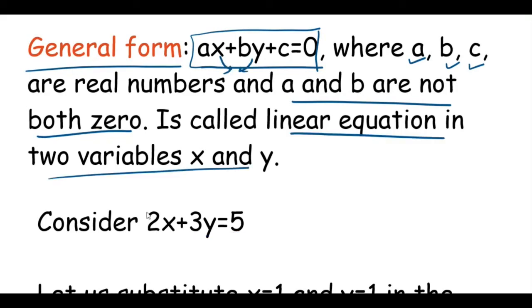Consider the equation 2x plus 3y equals 5. We know that an equation consists of an equal sign, which is here. So this portion is called the left hand side of the equation and this portion is called the right hand side of the equation.